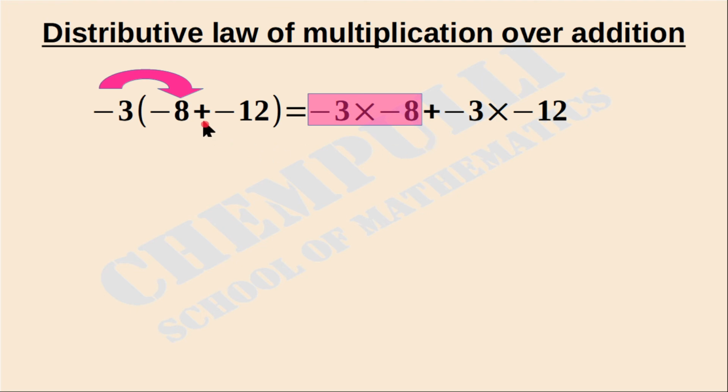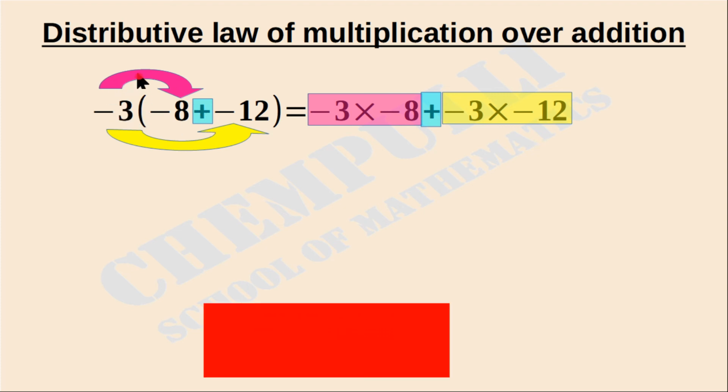Then what is the operation here? Here the operation is addition, the same operation right here. Then multiply which two numbers? Negative 3 times negative 12, and write it here: negative 3 times negative 12. That is this property. What is the name of this property? The distributive law of multiplication over addition. Here the operation is multiplication over which operation? Addition. First negative 3 times negative 8, that is this part. Then write the operation, addition. Then next, negative 3 times the next number, negative 12, that is this part. We are going to verify this result here.